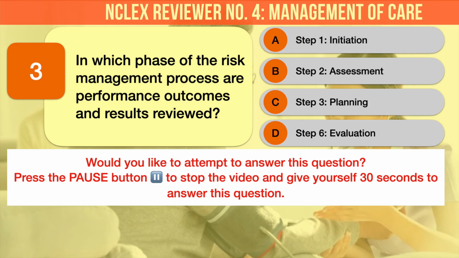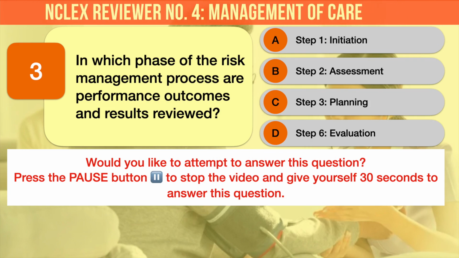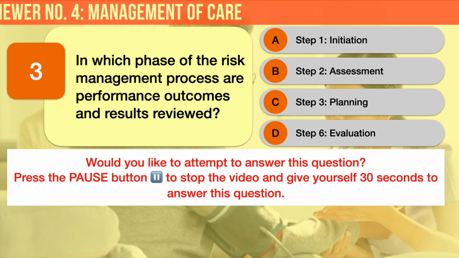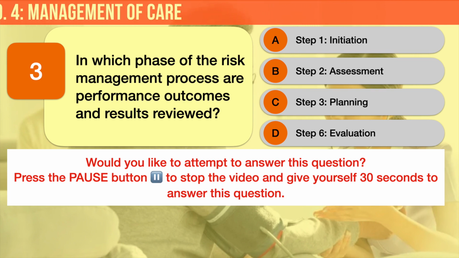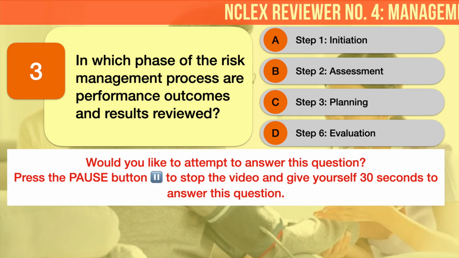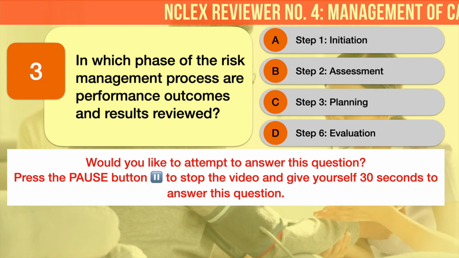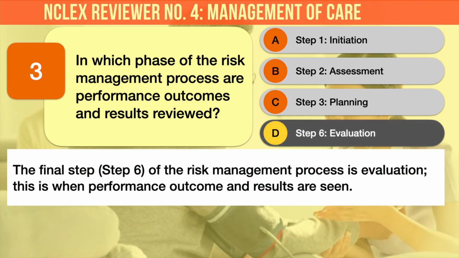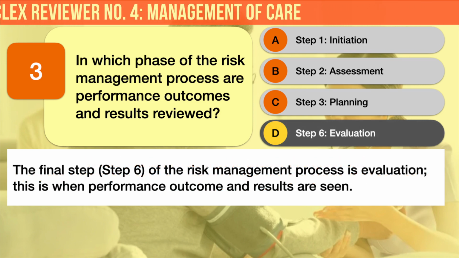Question number 3. In which phase of the risk management process are performance outcomes and results reviewed? A. Step 1, Initiation. B. Step 2, Assessment. C. Step 3, Planning. D. Step 6, Evaluation. The correct answer is D.